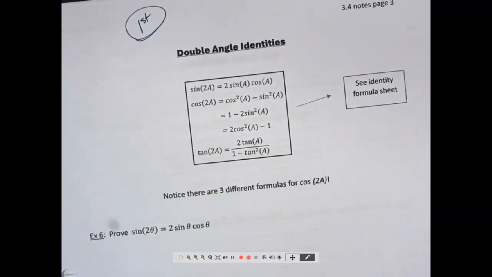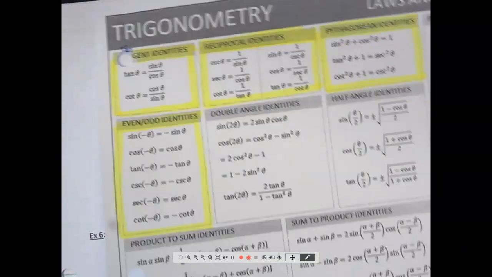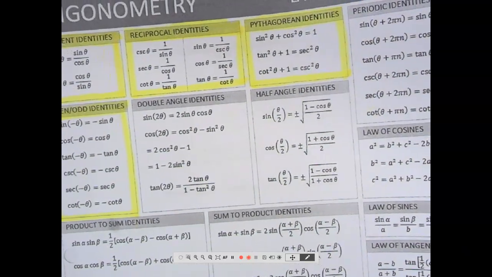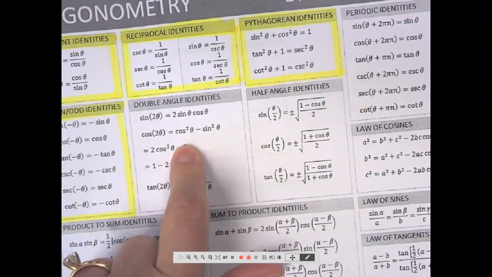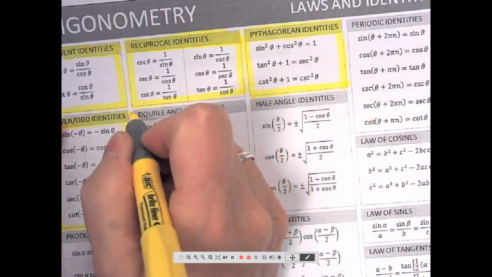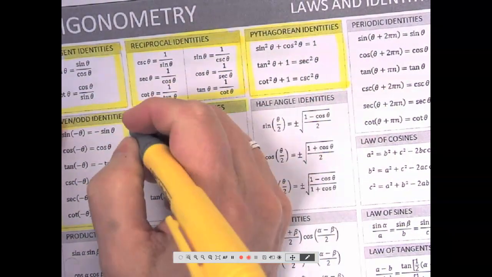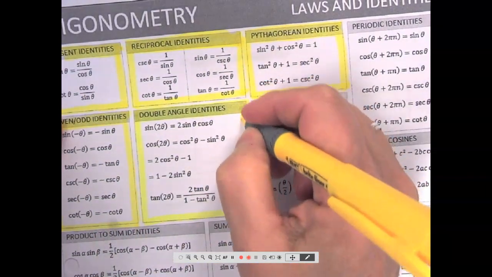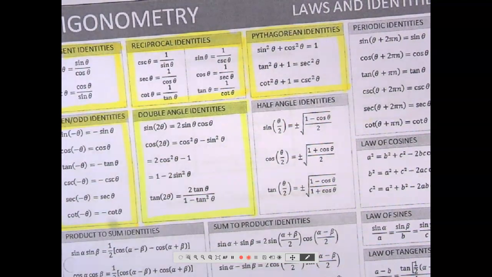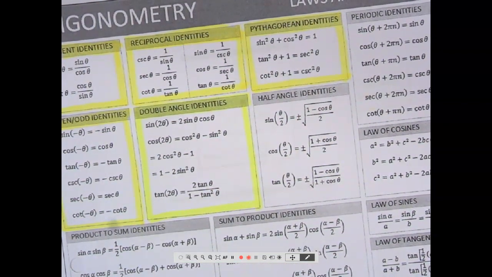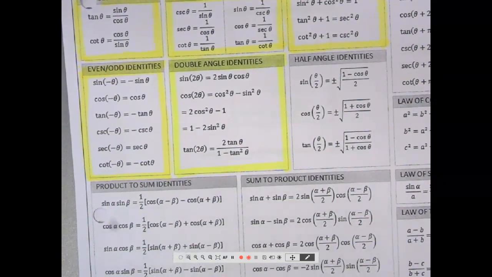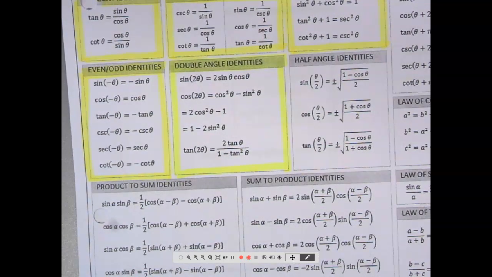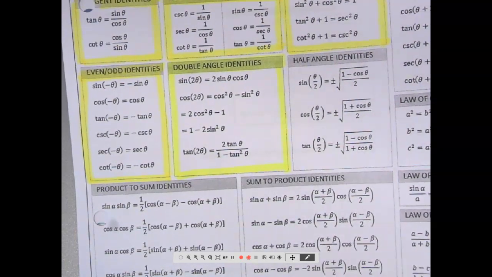Okay, so double angle identities. Pull your identity sheet out. Do you see where double angle identities are found? Right here, underneath the reciprocal identities, so let's highlight those. All right, so these are formulas that enable us to take information from theta and find information on 2 times theta, whatever that doubled angle may be.